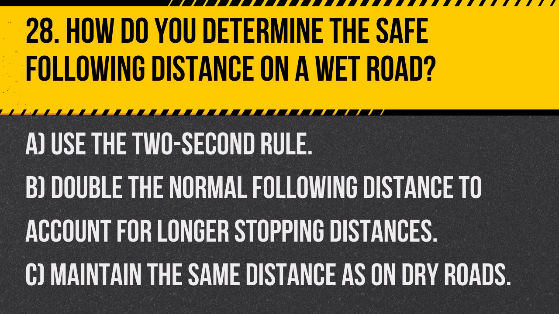Question 28. How do you determine the safe following distance on a wet road? A. Use the 2-second rule. B. Double the normal following distance to account for longer stopping distances. C. Maintain the same distance as on dry roads.